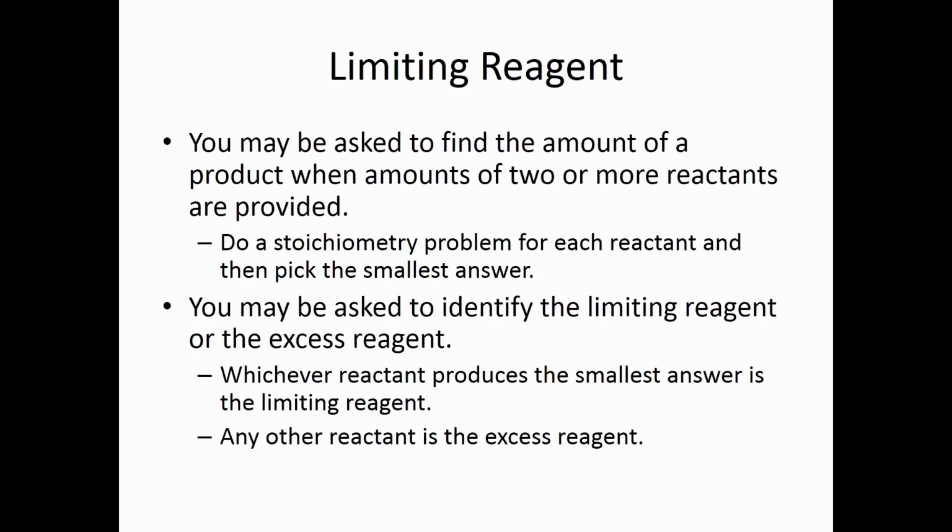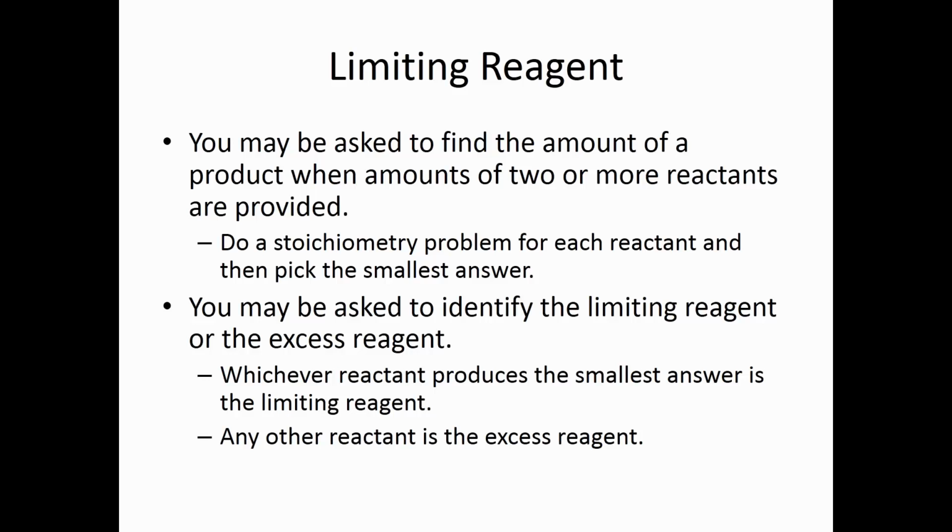One thing we could be asked to do is, as we've just seen, we're given amounts of two of your reactants and asked to find how much product you are provided with. That's the type of example we just looked at. So you do a stoichiometry problem based on each reactant, and then you compare them and pick the smallest number as your answer. So we've looked at that type already.